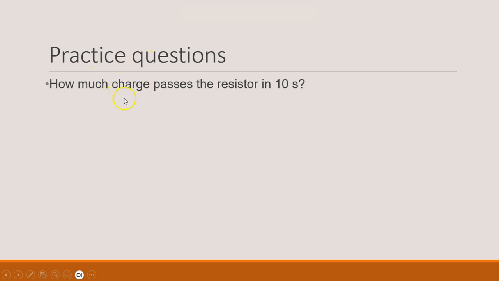We're asked to calculate charge, which is Q, and we were given the time of 10 seconds, and we have current. So the formula is I equals Q over T. We want to work out Q, so we may rearrange the formula as Q equals I times T. So that's 2 amps times 10 seconds, and that equates to a charge of 20 coulombs.